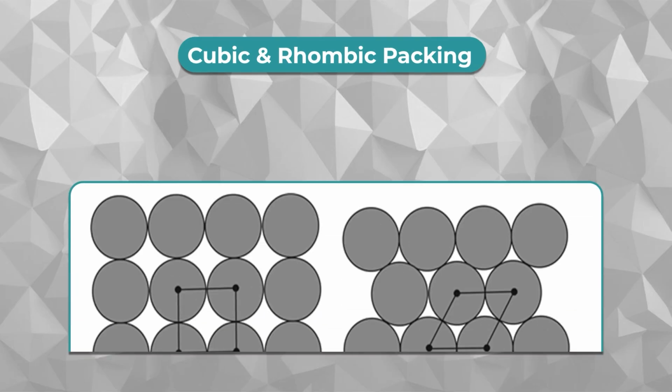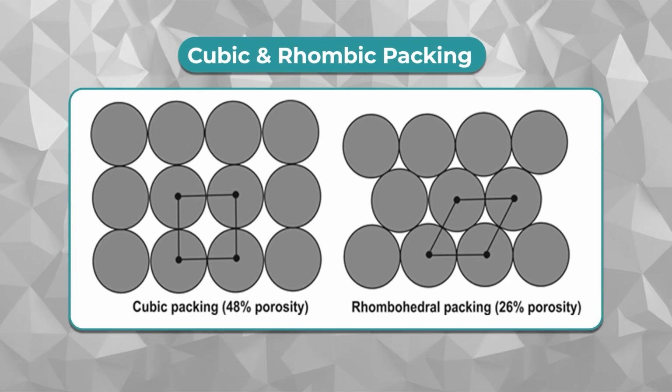This is a packing of cubic and rhombohedral packing. Cubic packing, you can see you have a large amount of porosity. The grains are touching each other, and then it gives you 48% of porosity. Then, on the other hand, if you have a rhombohedral packing where the grains fit into each other more closely, then you get a low porosity, 26% porosity.